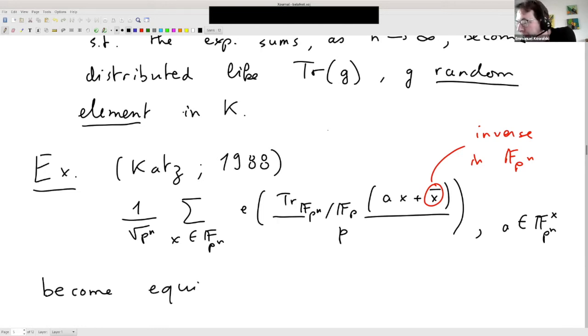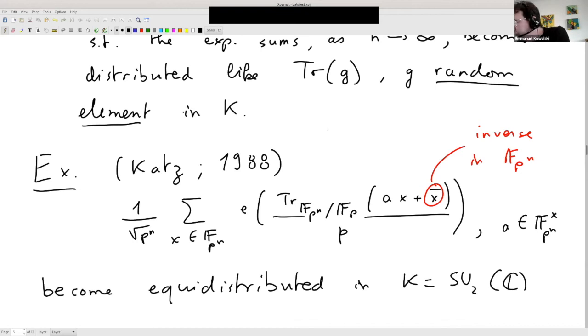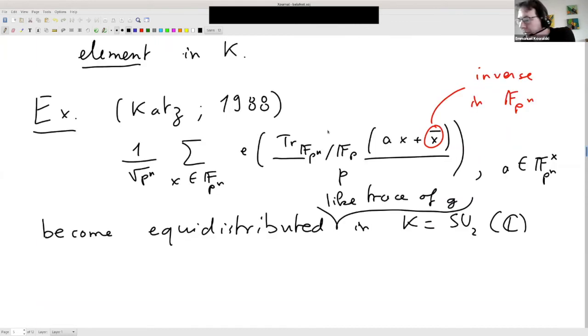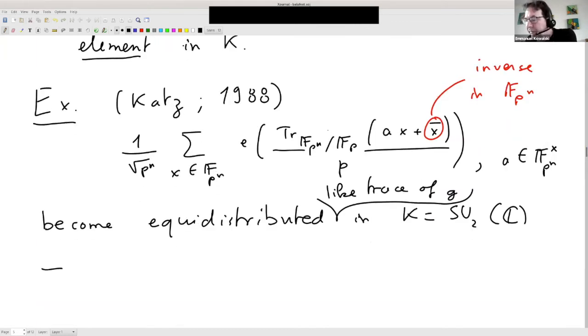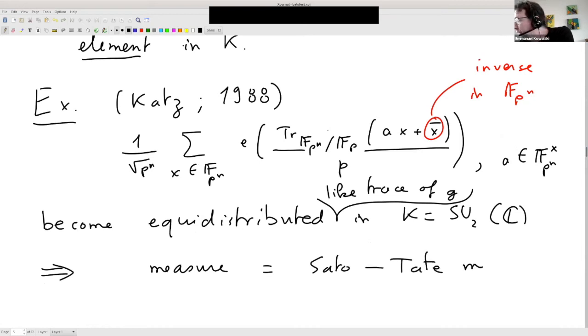So the two groups are the same, and they become equidistributed in K, which is SU2(C). So like the trace of G. Okay. And from this, it's a standard computation that means the measure on the complex numbers that appears is the Sato-Tate measure. So the trace of a random matrix in SU2, that's one way of defining the Sato-Tate measure.